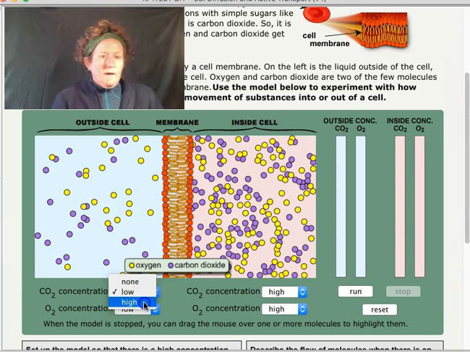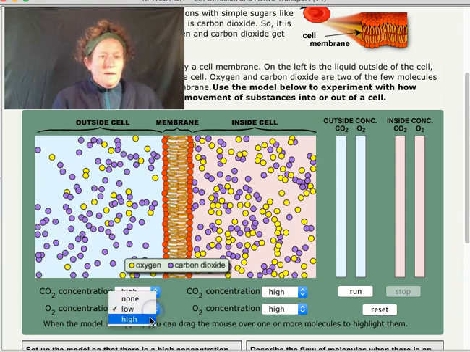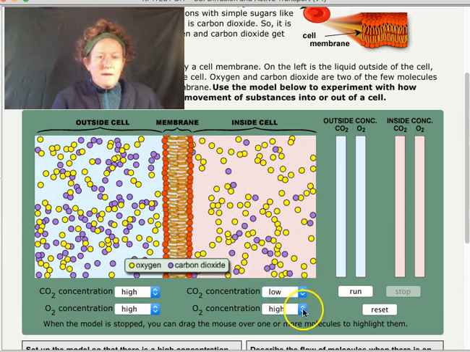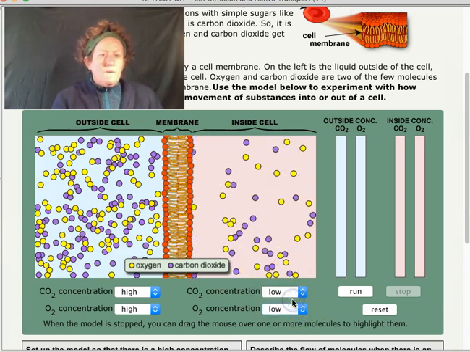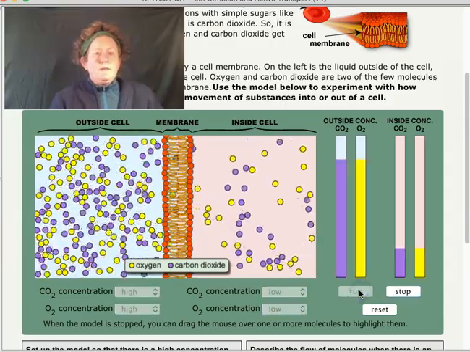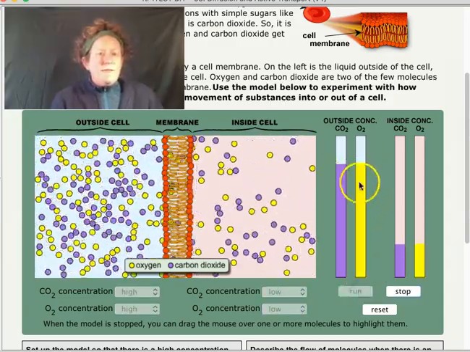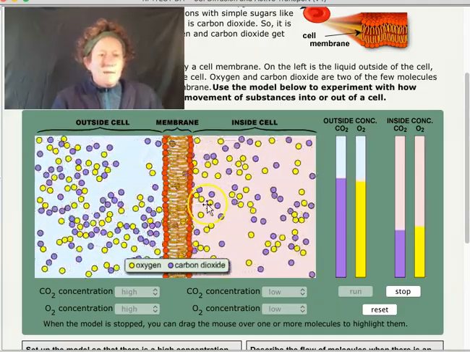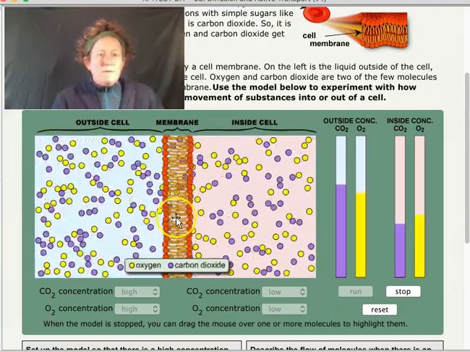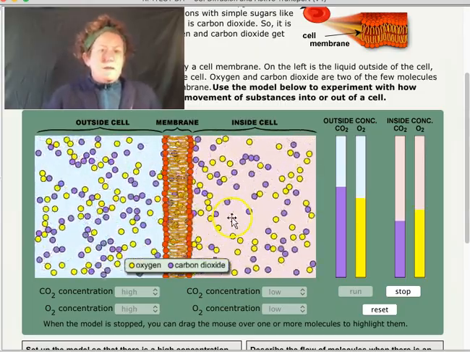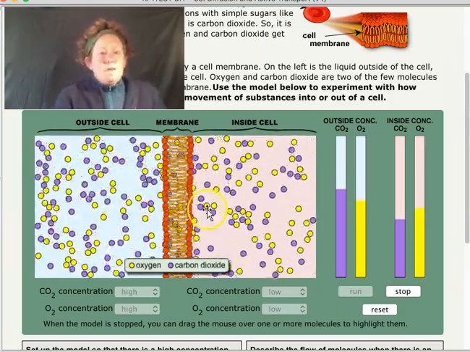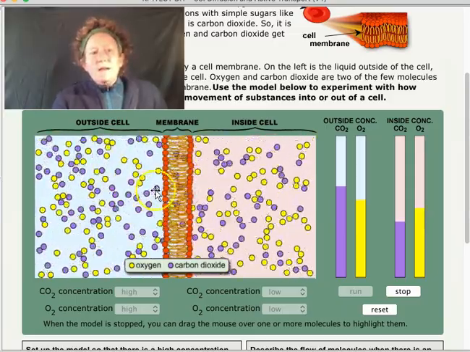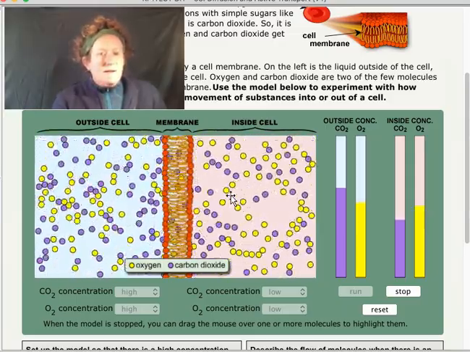Let's go high and high and low and low and see what happens there. So they're both high on the outside of the cell now, and they're moving across that membrane both ways. Some of them on the inside are moving outside and some on the outside are moving inside, but there's more on the outside moving to the inside of the cell.